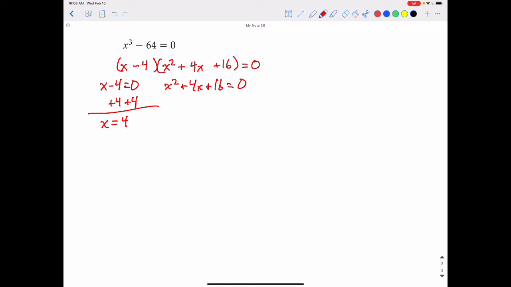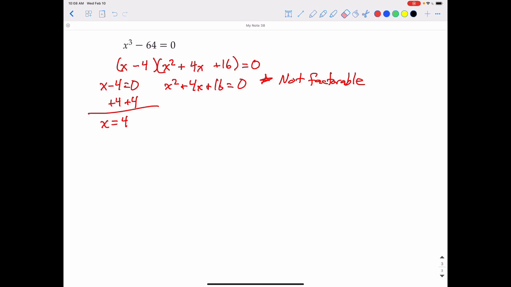But what about x squared plus 4x plus 16 equal to 0? Well, it might be tempting to try to factor that and do x and x, but the problem is you're not going to find factors of 16 that add up to 4x. It's just not possible. As a matter of fact, on these perfect cube factoring, the second part is not going to be factorable. So don't even try to do it. Don't waste your time. It's not going to be factorable.